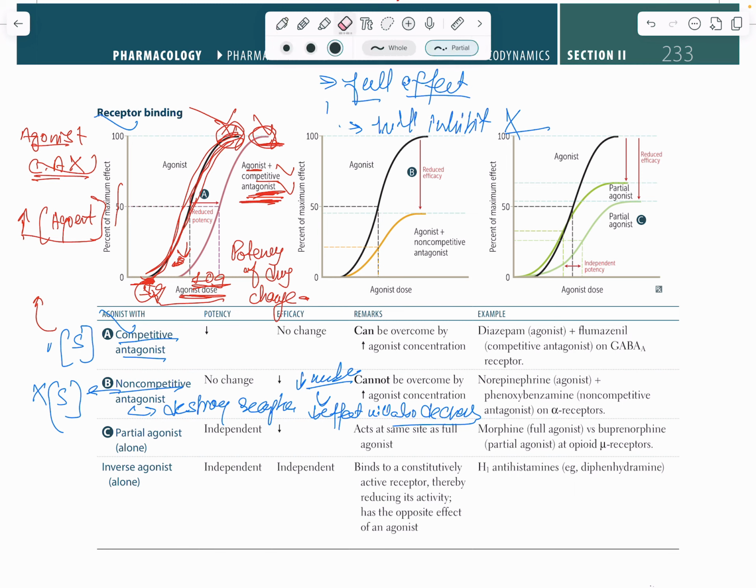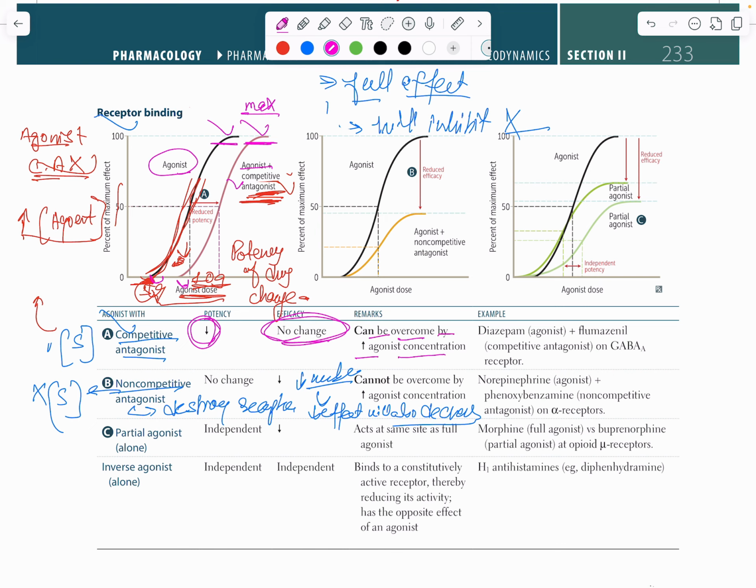If you notice on the graph, before, with only the agonist, we were getting this effect at 100%. After the agonist and competitive antagonist, we are getting the same effect. Only the dose is changed, but we are getting the maximum effect. So with the competitive antagonist, the efficacy will not change, but the potency will be decreased. And you already know that it can be overcome by increased agonist concentration. Competitive inhibitors can be knocked out by increasing the concentration of substrate.